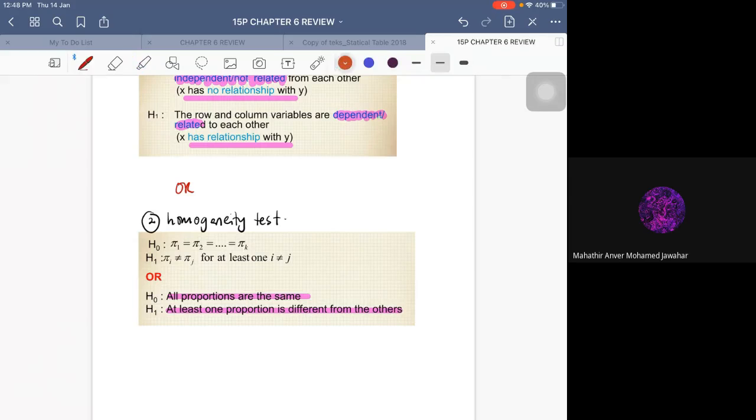So you have a choice. Whether you're going to write it in terms of symbols like this, or you want to write it in terms of words, either way, both of them are going to be correct. But if you want to write it in terms of symbols, you have to be very, very careful. Remember, you have to be very careful about how many proportions there are in the question. So the safest way would be writing it in terms of words. You can put all proportions are the same, and the alternative, at least one of the proportions is different.